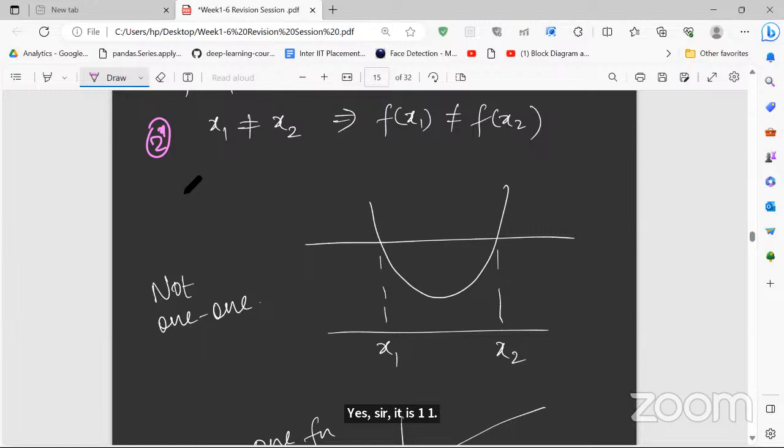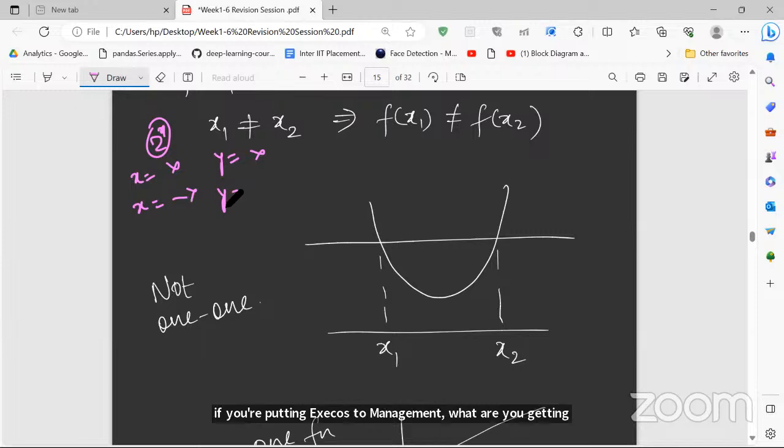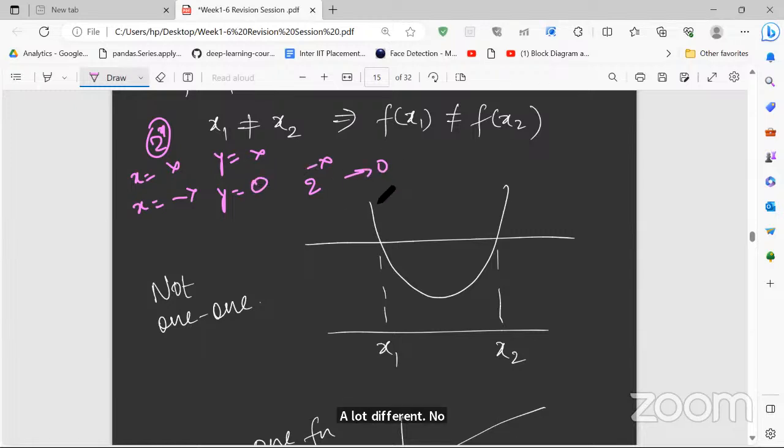See, that is not only for polynomials. You can just put x to the power infinity. If you are putting x equals infinity, what are you getting? y equals infinity. If you are putting x equals minus infinity, what are you getting? 2 to the power minus infinity, what is that value? It will be approaching 0, right?